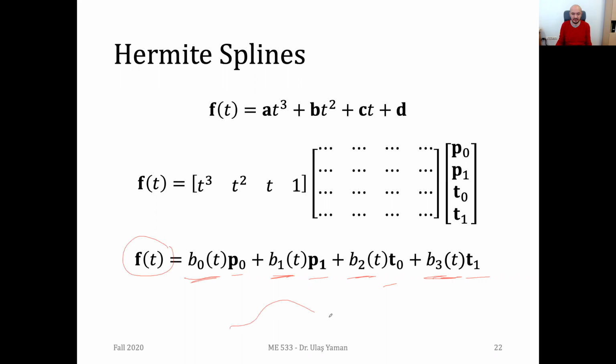So if that's the case, for instance, this is P0, and this is P1, and we have a vector here. This is T0, and we have another vector here, and that is T1. If you have information on these, then if you multiply the given inputs with the blending functions, you will obtain the representation of this cubic Hermite spline.